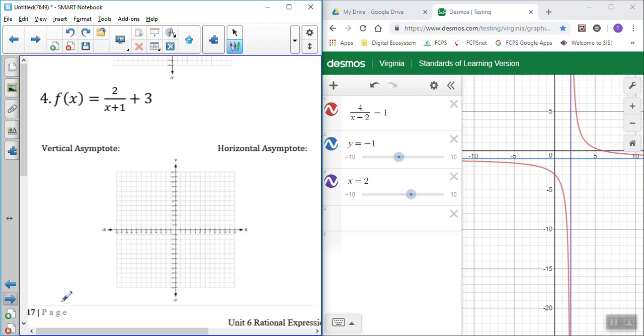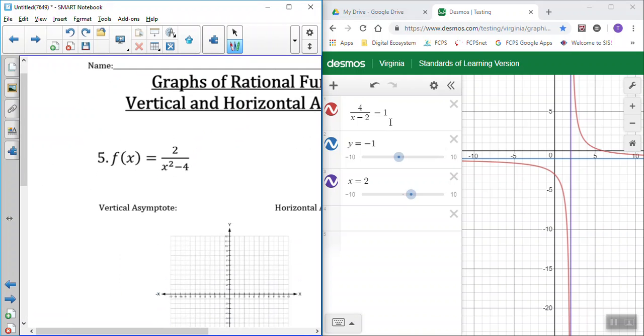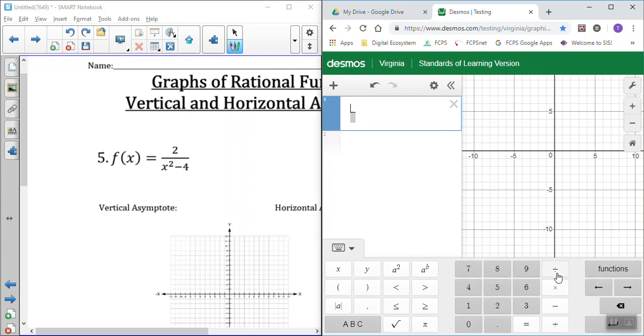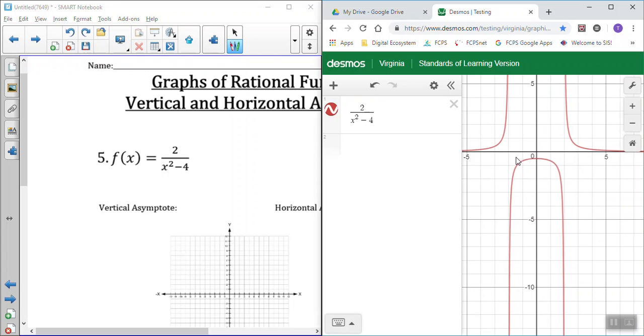Let me go through some more complicated ones. Let's look at this one. All right, let me take these off. Let me take this off. Let me bring my fraction bar. In the numerator, I have 2. In the denominator, I have x squared minus 4. Look at that weird looking graph. Well, this graph has 2 vertical asymptotes.